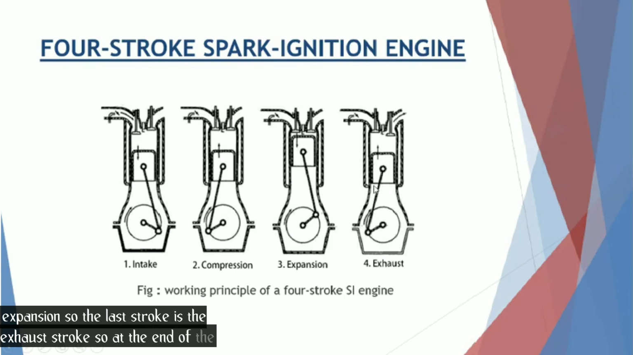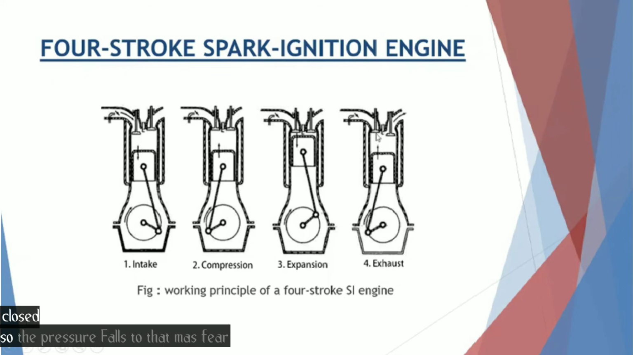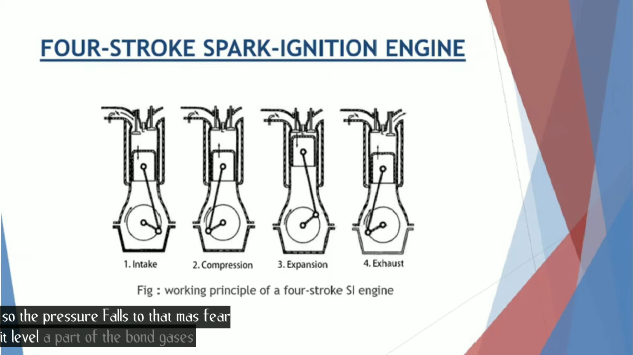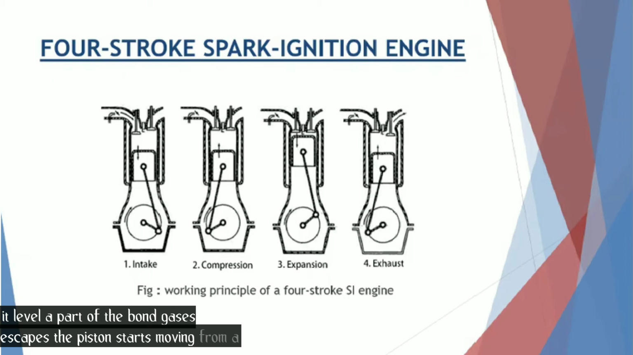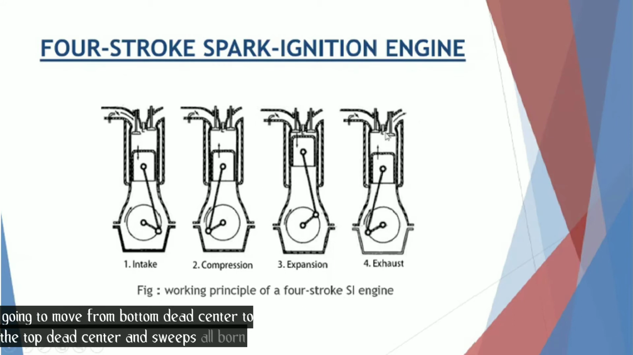At the end of the expansion stroke, the exhaust valve opens and the inlet valve remains closed. Here you can see the exhaust valve is open and the inlet valve remains closed. The pressure falls to the atmospheric level. A part of the burned gases escapes. The piston starts moving from the bottom dead center to the top dead center and sweeps all burned gases out from the cylinder almost at atmospheric pressure.